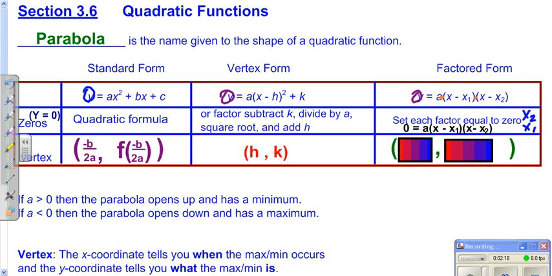And just like we said over here, your vertex is halfway in between your two zeros. Halfway is your average. So you're going to add these and divide by 2. Then just like we said over here, to find your y-coordinate, you just plug that in. The mathematical notation says to find your y-coordinate, plug in this x value.